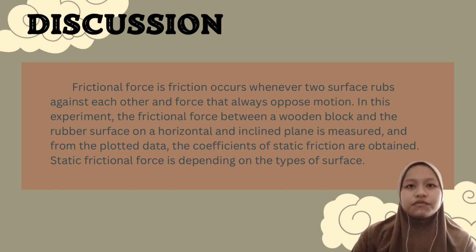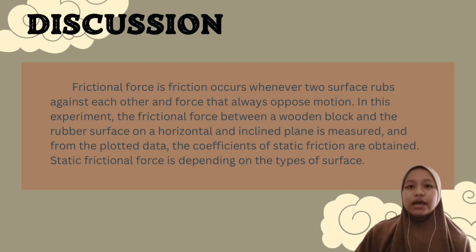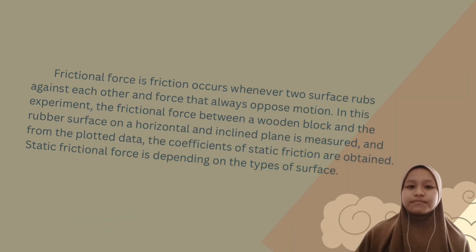Frictional force occurs whenever two surfaces rub against each other. Friction is a force that always opposes motion. In this experiment, the frictional force between a wooden block and the rubber surface on a horizontal and inclined plane is measured, and from the plotted data, the coefficients of static friction are obtained. Static frictional force depends on the type of the surface.